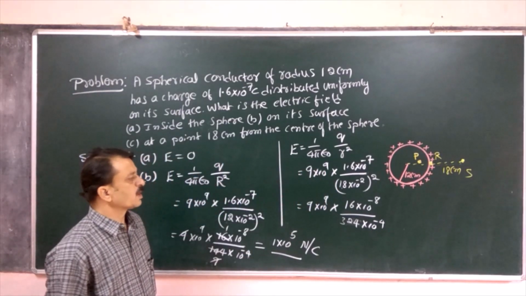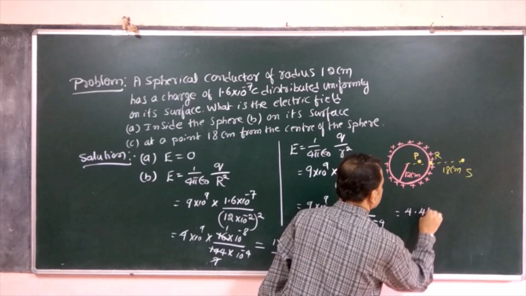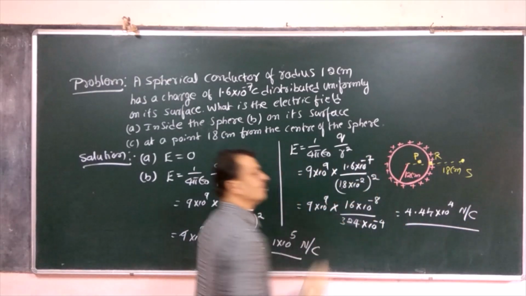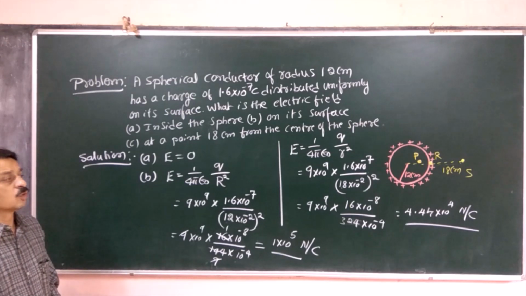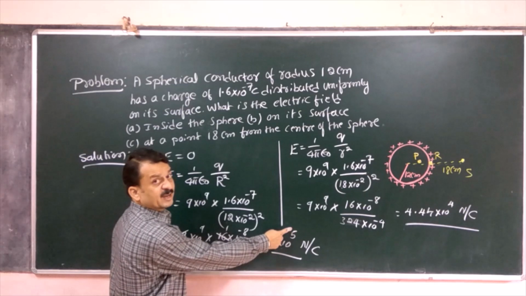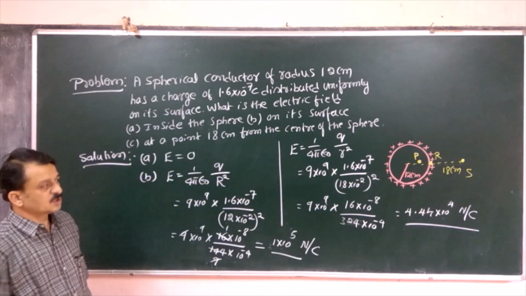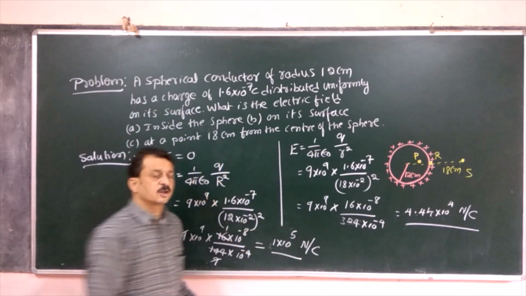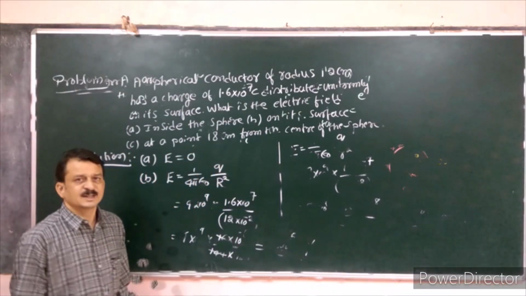Now if you work out using the calculator, I will get the final answer 4.44 into 10 to the power of 4 Newton per coulomb. Now compare here. On the surface, it is 10 to the power of 5. Away from the surface, it is 10 to the power of 4. So ಅಲ್ಲಿಗೆ ಕಡಿಮೆ ಆಯ್ತು ಅಂತ ಹೇಳಿ ನೀವು ಈ ನಂಬರ್ ನೋಡ್ಕೊಂಡು ಇಲ್ಲೇ ಜಾಸ್ತಿ ಬಂತು ಇಲ್ಲಿ ಕಡಿಮೆ ಬಂತು ಅಂತ ಹೇಳೋದಲ್ಲ. ಪವರ್ ಇಲ್ಲಿ 10 to the power 5 ಇದಾನೆ, ಅಲ್ಲಿ 10 to the power of 4 ಇದಾನೆ.